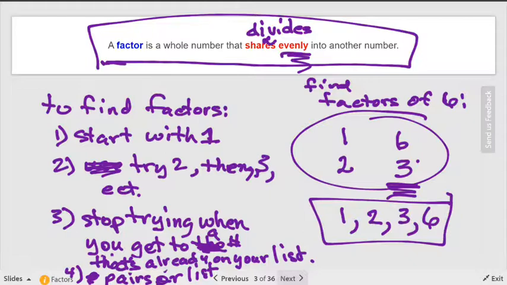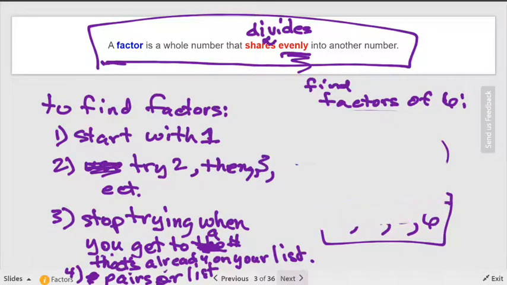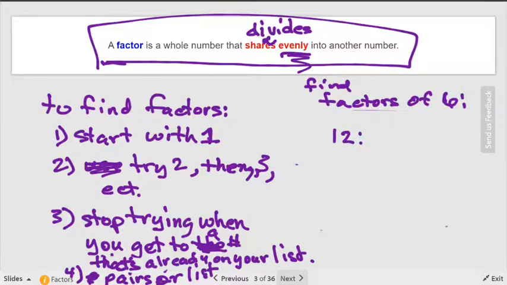We good? Can I erase some of this now? All right, we're going to do just a different number. Same process, just a different number. Okay? So let's do a bigger number. 12. We're going to list all the factors of 12. So what am I going to start with? 1. 1 goes into 12 how many times? 12 times.